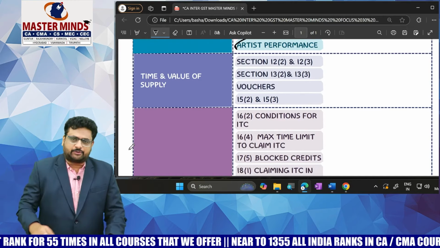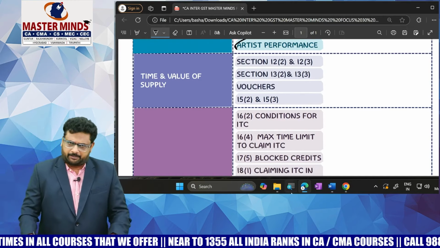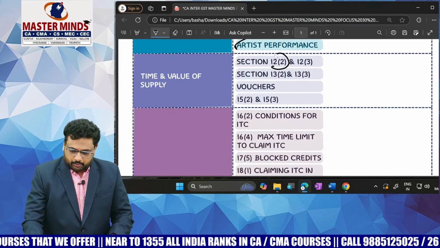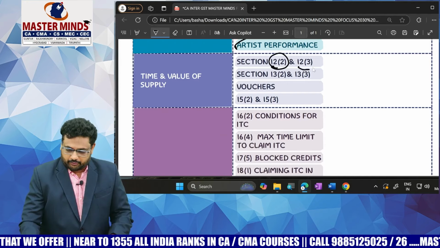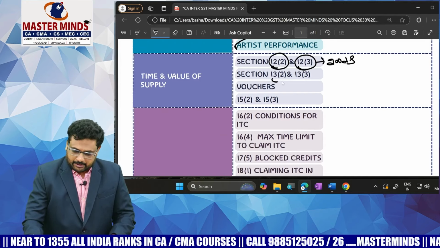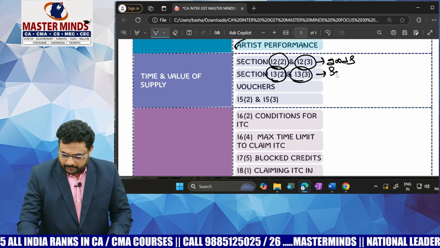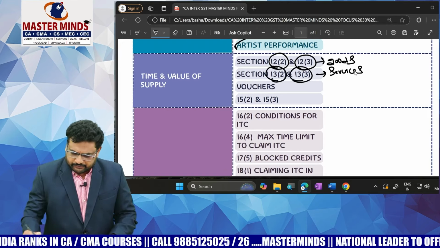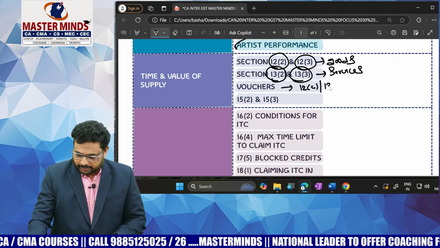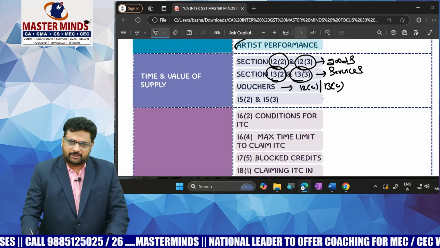And the next chapter is time and value of supply. So with respect to time and value of supply, under time of supply, you need to keep focus on 12.2 FCM and 12.3 RCM with respect to goods, and 13.2 and 13.3, 13.2 FCM and 13.3 RCM with respect to services, and in the same way 12.4 or 13.4 vouchers. These are the important areas in time of supply.